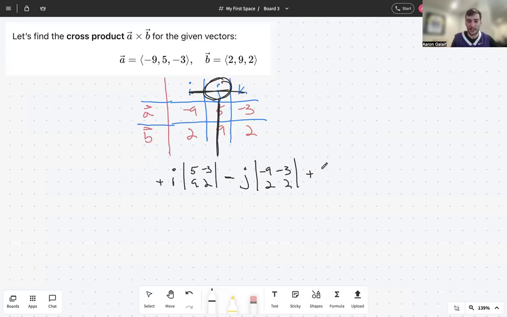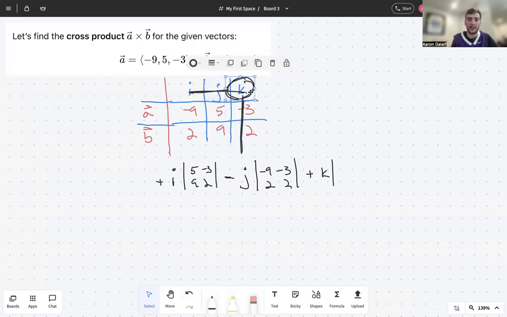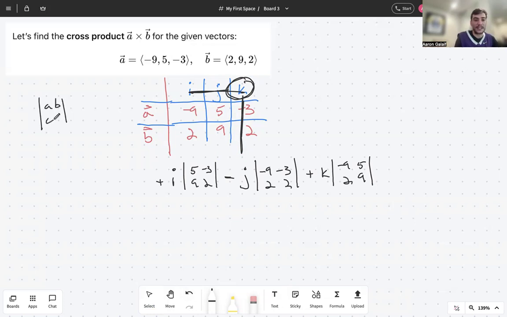So plus K. And this one, we're going to move over one more time. And we see the remaining matrix is the first four right there. So we see -9, 5, 2, 9. All right. Now, all we need to do is find the determinant of this guy, A, B, C, D, and that's super easy. All we do is A times D minus B times C. So that's what we're going to do for all three of these.